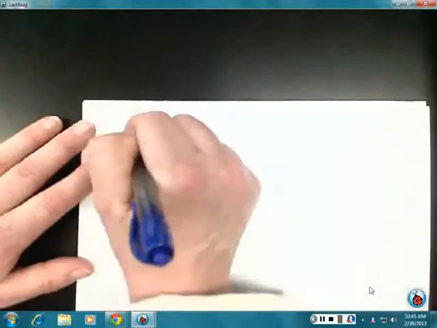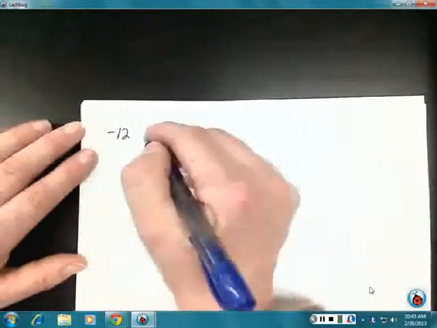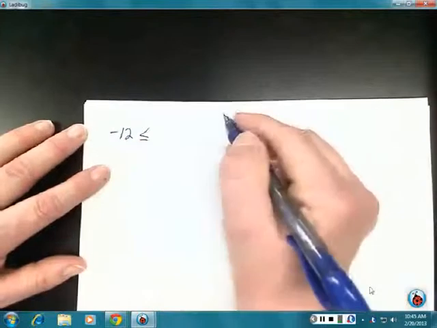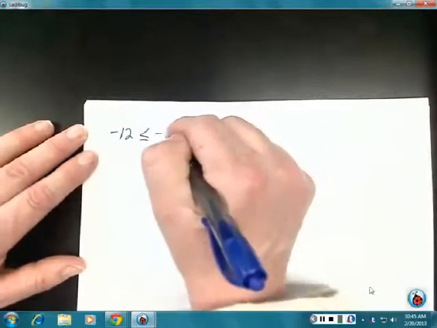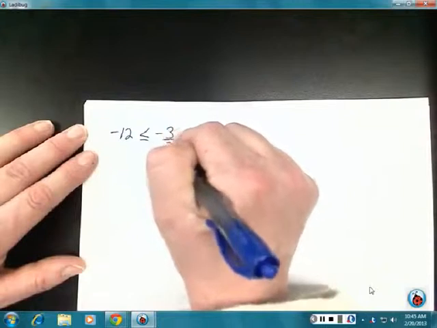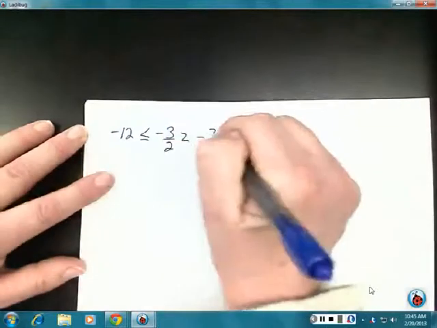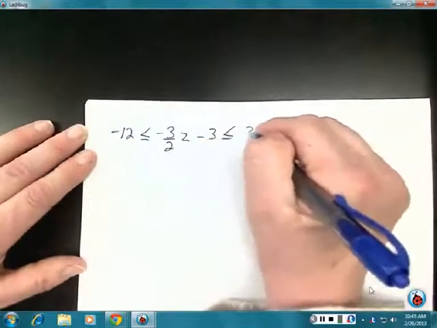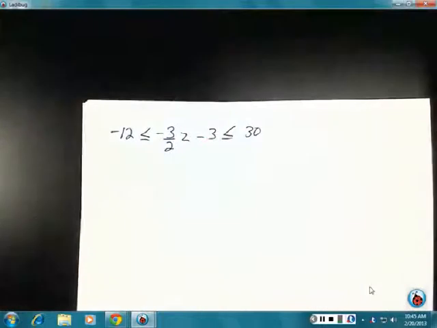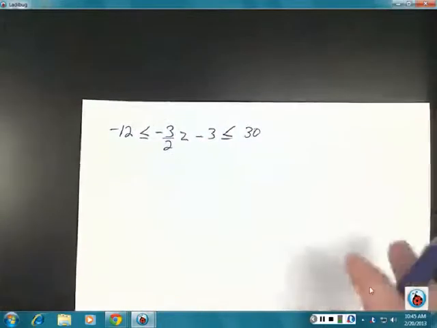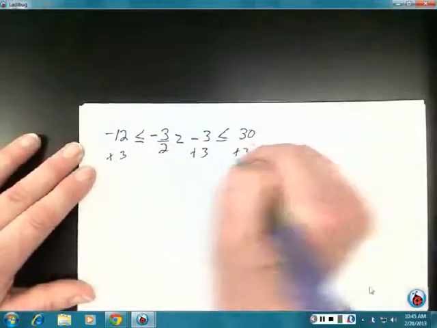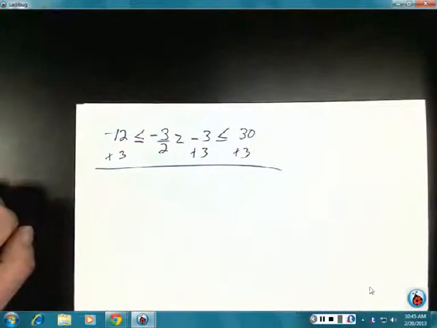What you got? Negative 12 is less than or equal to negative 3/2 z minus 3 is less than or equal to 3. Okay. That does look like a good one. What do we got to do first? Add 3. Everybody gets a 3.